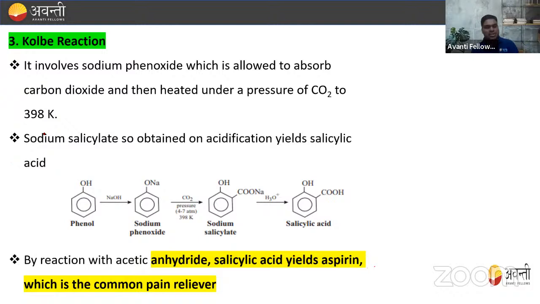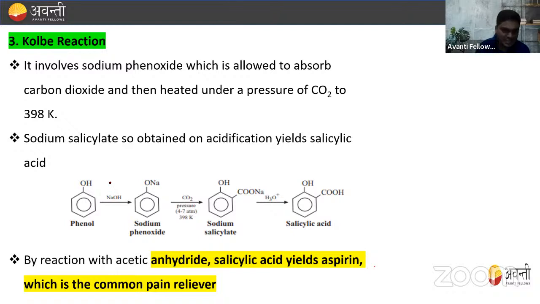So let's see the reaction of the Kolbe reaction. बहुत इंपॉर्टेंट रिएक्शन है। अब इसका मैं एक यूज बताऊंगा जो हम लोग मेडिकल पर्पस पे करते हैं, राइट? So that you can just imagine how important this salicylic acid is, right?